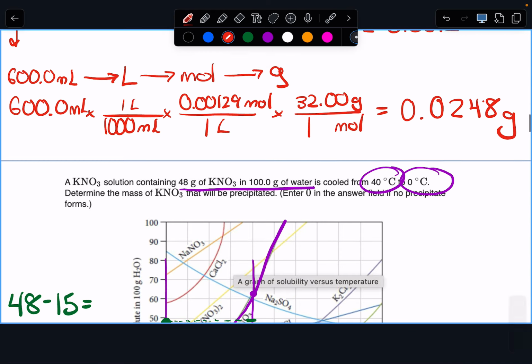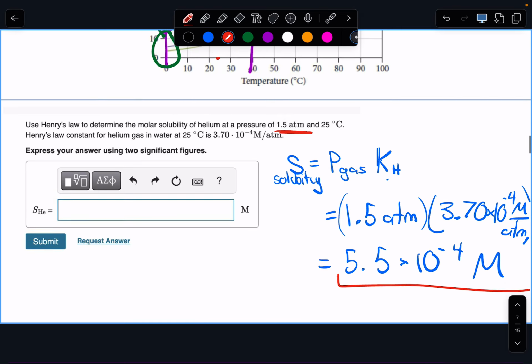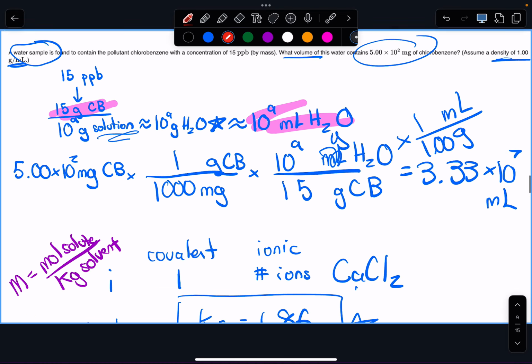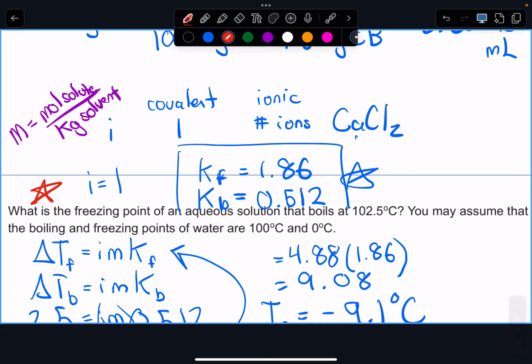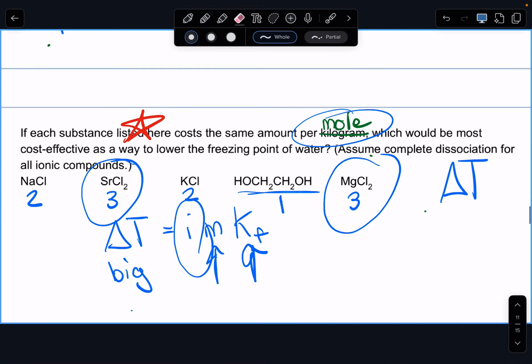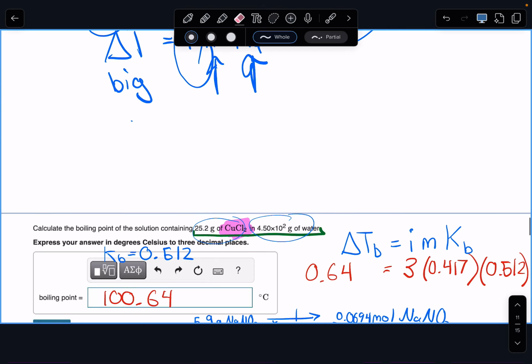Okay, let's do, I want to do an osmotic pressure, but I also want to do a freezing point depression. 10 minutes. Do we need to have a vote? I'm kind of leaning towards this one.